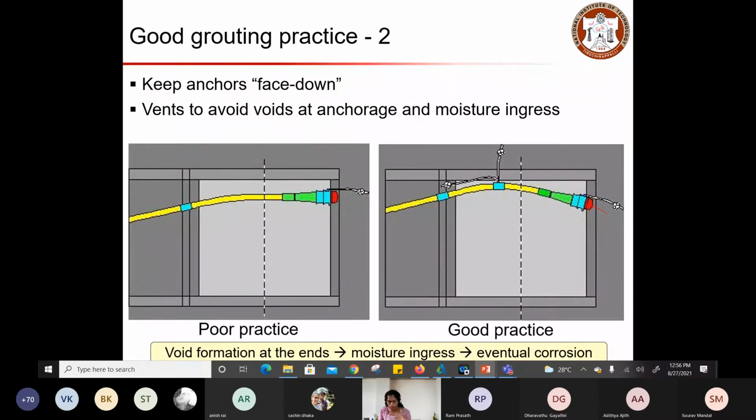So by keeping the anchors face down, that can help you to prevent any moisture or chloride increase in the form of contaminated water. But if it is a gaseous thing, then that may enter. Still, the idea is to prevent the moisture increase as much as possible. So the vents avoid voids at anchorages and then moisture increase. Keeping the anchors face down is one of the good practices which helps you to avoid moisture entering the actual system beyond this point.